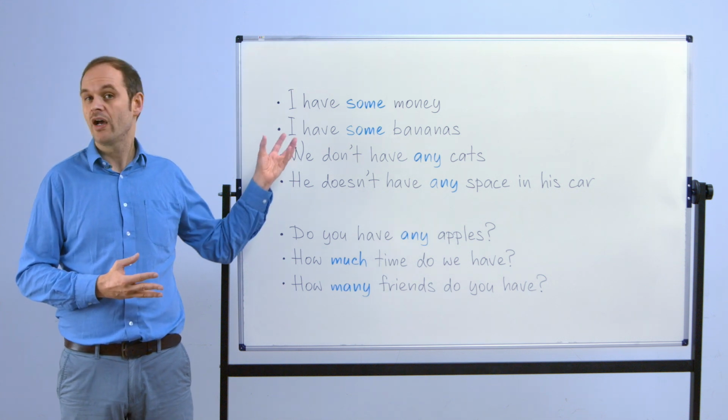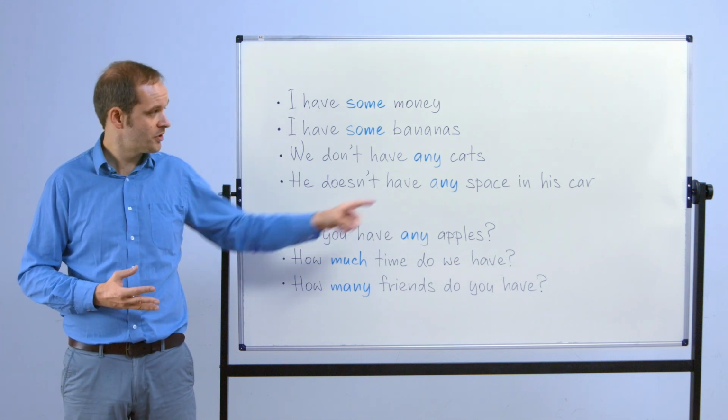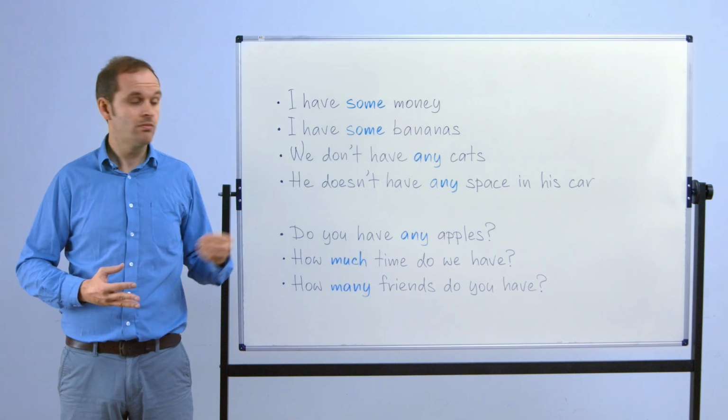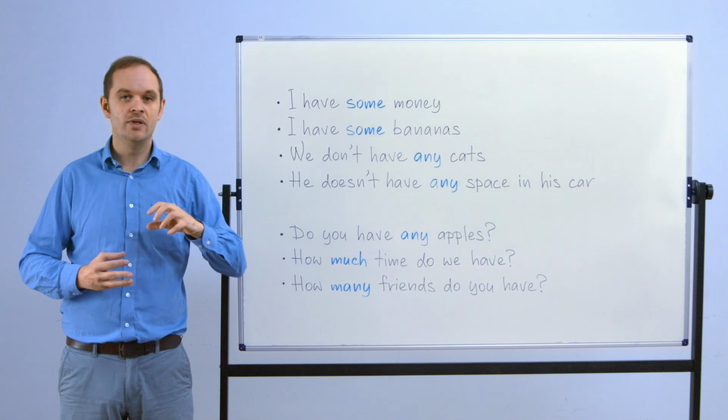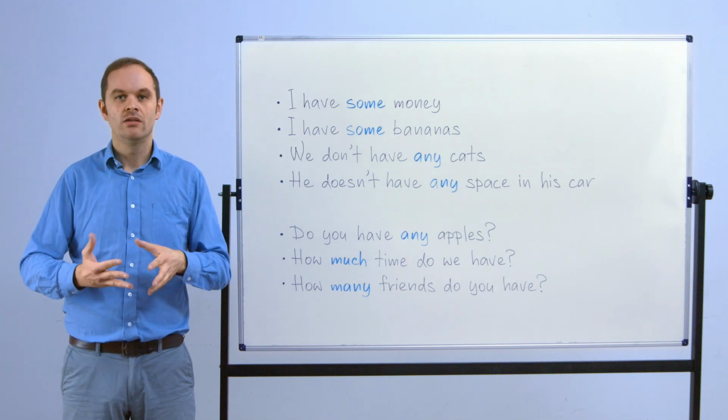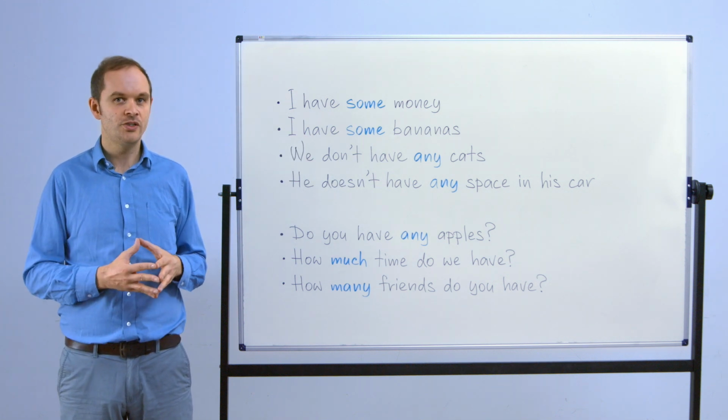In the same way, I have some bananas. As you can see, the plural form of the noun, bananas, is countable in English. And again, we don't know the exact number, but we know that there is a good number. We have enough bananas in this situation.